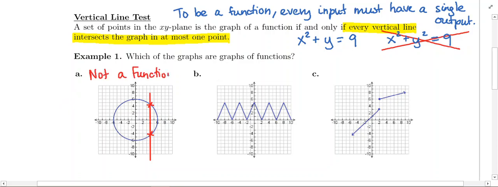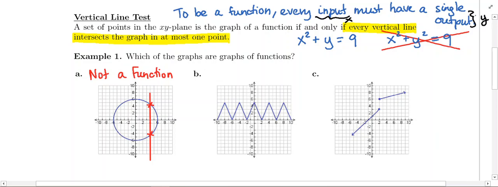And actually, every circle you encounter is not a function for the same reason. No matter what circle you're dealing with, you can easily draw a vertical line so that it intersects your circle in more than one point. So this is a great opportunity to understand why this vertical line test works. What this vertical line has done, intersecting my circle in two different spots, is this: remember, to be a function, every input is an x value. Every input must have a single output.